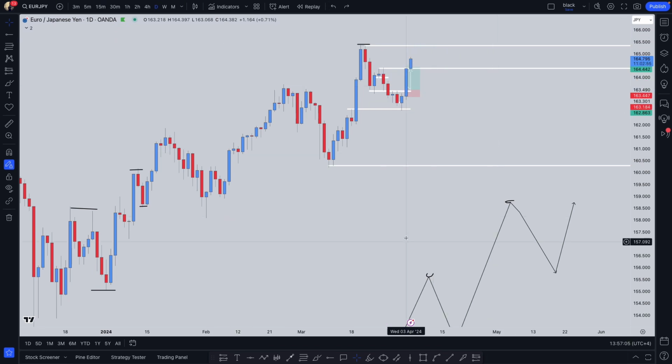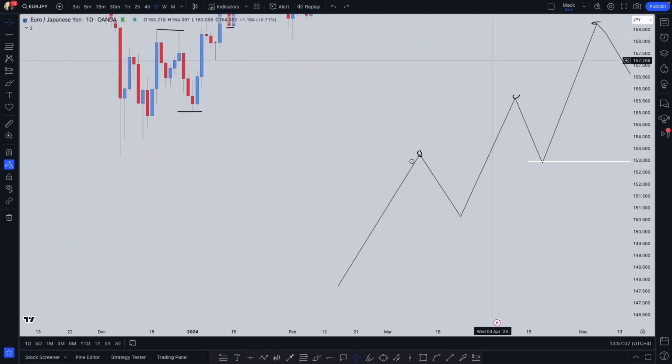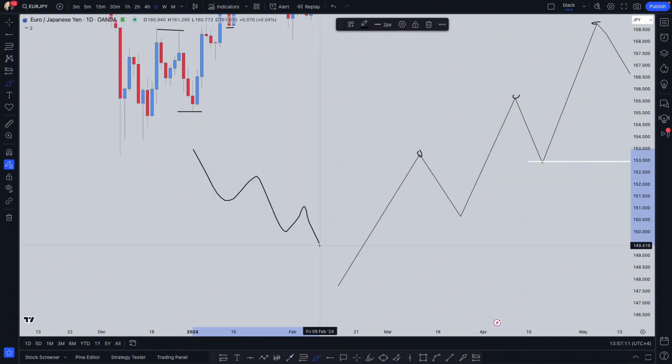This is something that you need to understand as well. It's the same on a downtrend. If we are on a downtrend and price is creating lower lows and lower highs, the purpose of the low is just to break the previous high.